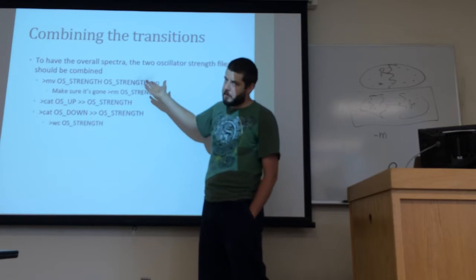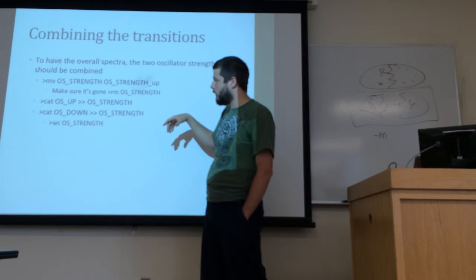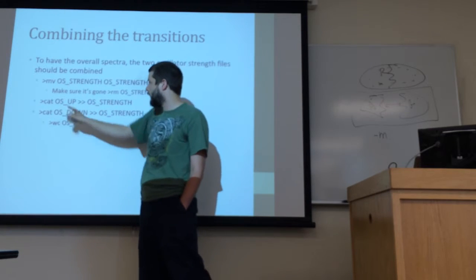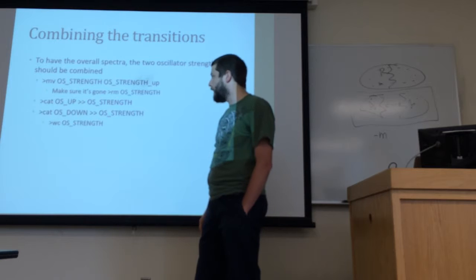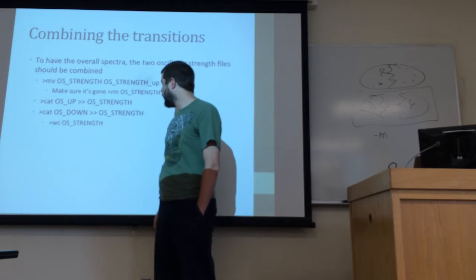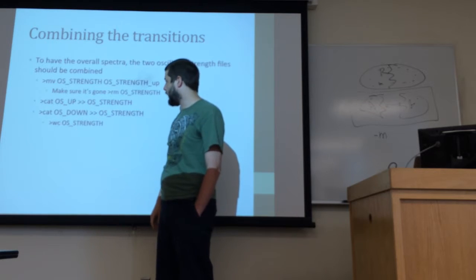Now you have a file that was created before that you want to populate with the OS up and OS down that you created before. So you'll concatenate those with these two files. So we do up first and then down, and then they both become oscillator strength.